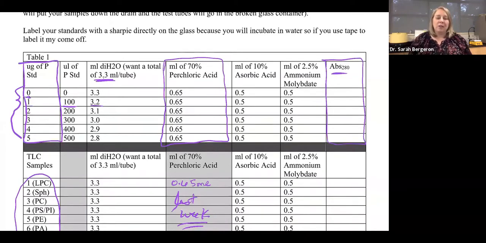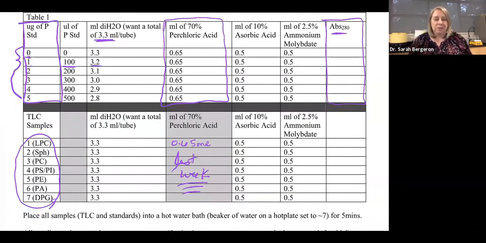So while you're making your standards, you also need to prep your TLC samples to be read. So you've already added, this is your scraping, right? You added your scraping, you added your perchloric acid, and that's why I have those grayed out. Then you're gonna have to add 3.3 milliliters of water to every single one of your samples. And then you're gonna add that same 0.5 milliliters of ascorbic acid and the same 0.5 milliliters of ammonium molybdate, so that all of your samples are prepared exactly the same way. And then you would go in and monitor absorbance at 280, okay?